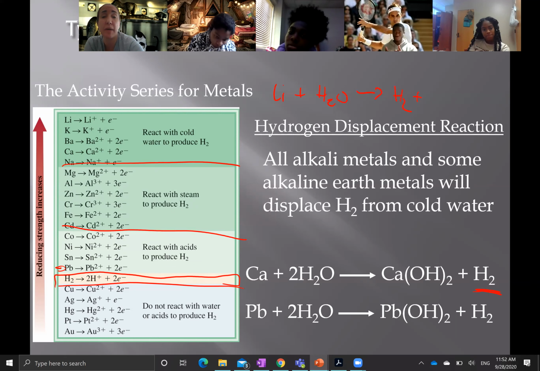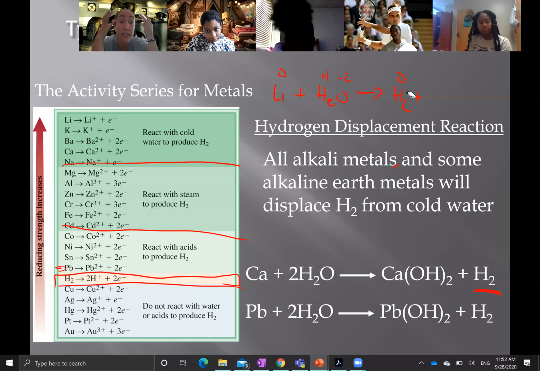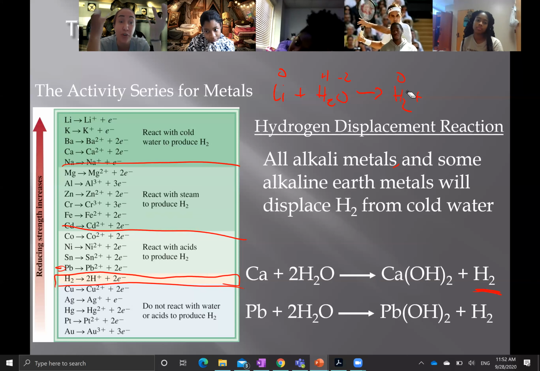this would be 0, this would be -2, this would be +1, and then here you've got a 0. So +1 to 0, that means you're gaining an electron, right? So yeah. All of this information you guys have now, so you can answer your own questions. It's amazing. Okay, so any other questions?